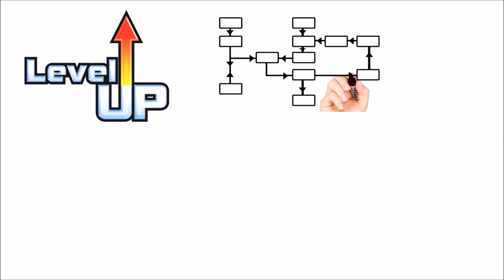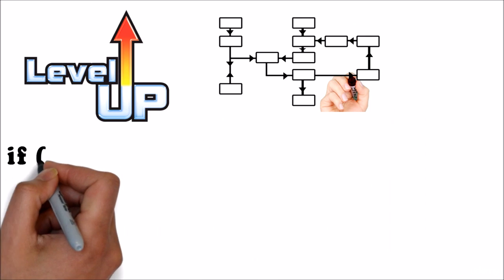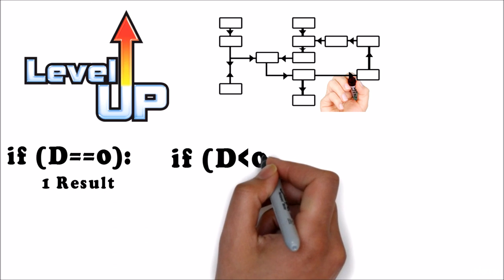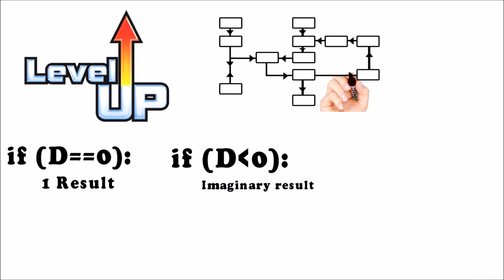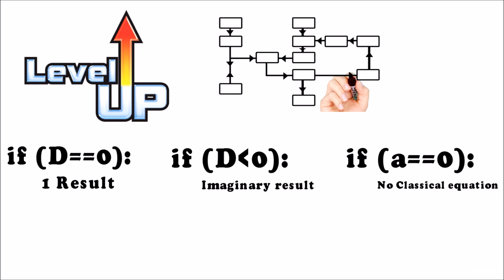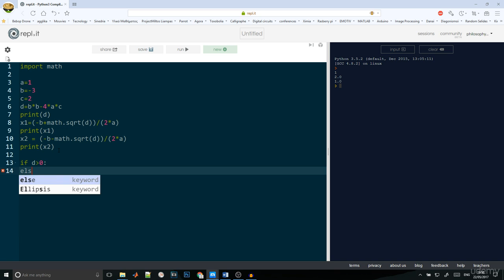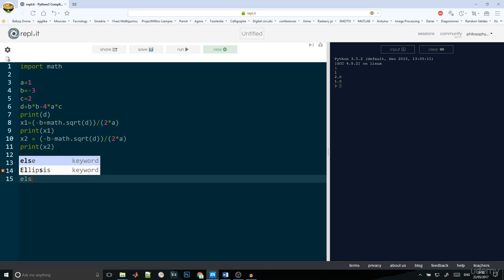Now we want to go to the next level and create the whole algorithm that can create different paths for different cases. For example, if discriminant variables is equal to 0, you will have only one result, and if d is less than 0, you will have imaginary results. Also, don't forget that if a is equal to 0, you should not use the classical equation, because you will have a division with 0. In order to implement this in Python, we will use the if statement that we have learned in the previous video. So, if d is greater than 0, else if d is equal to 0, and else.